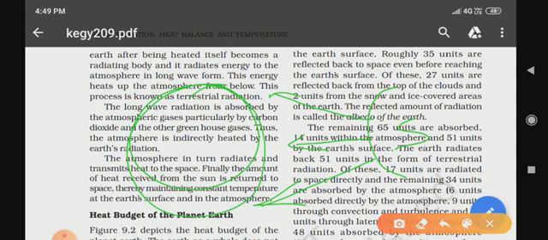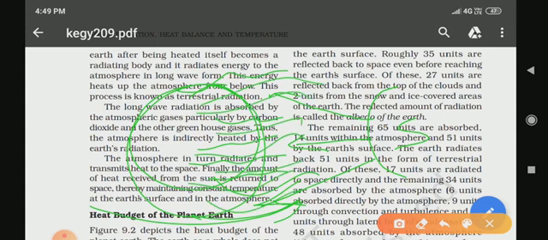Now these long waves, and through this the earth is heated, and here we can see the earth's surface starts to radiate energy to the atmosphere. Through this we can see clouds in our atmosphere, different gases in our atmosphere, right?